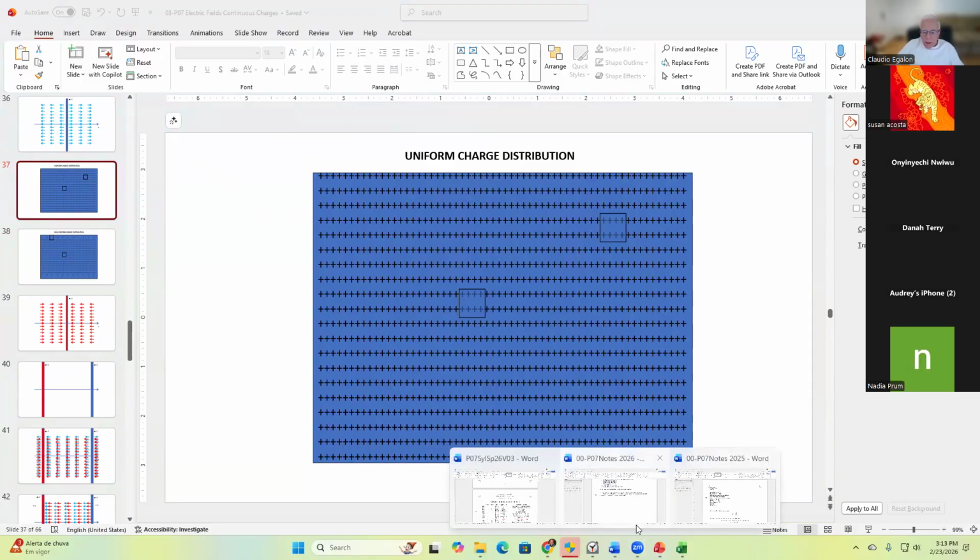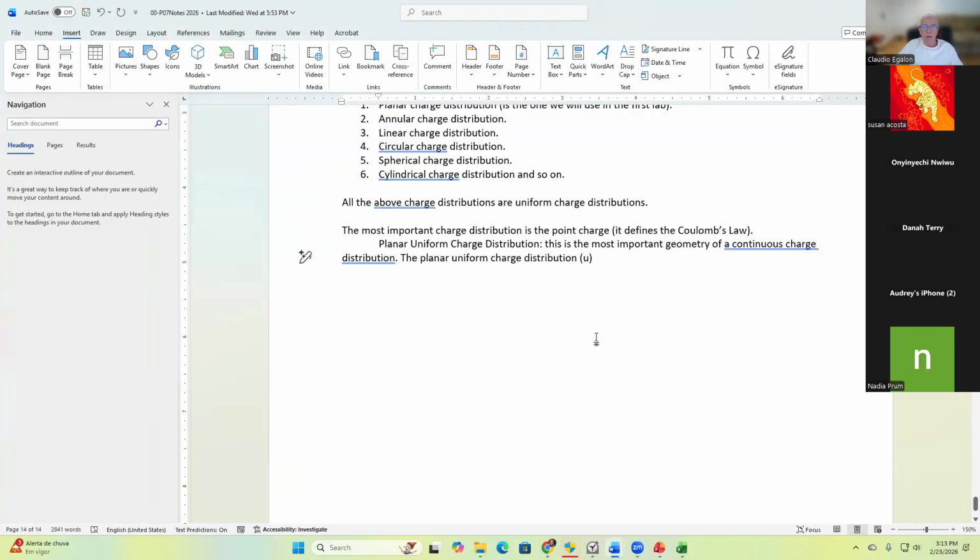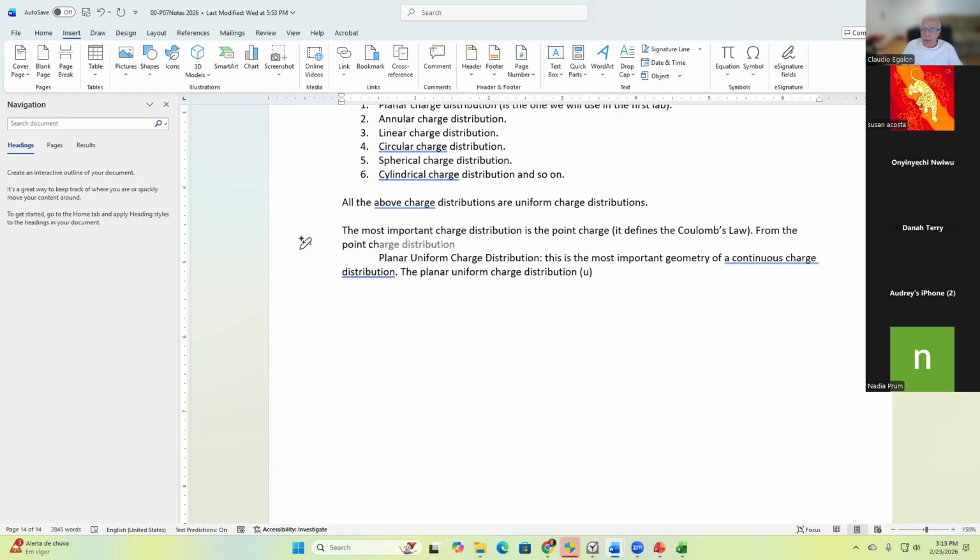Now, let's go back. The most important charge distribution is the point charge. It defines Coulomb's law, and from the electric field of a point charge distribution, we can calculate the electric field, the field of any charge distribution.